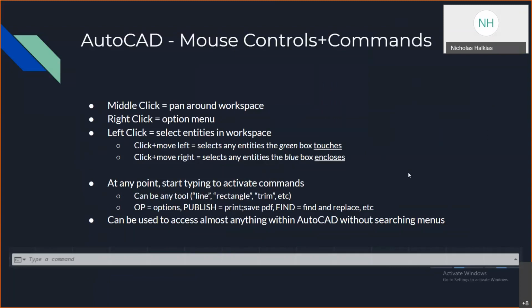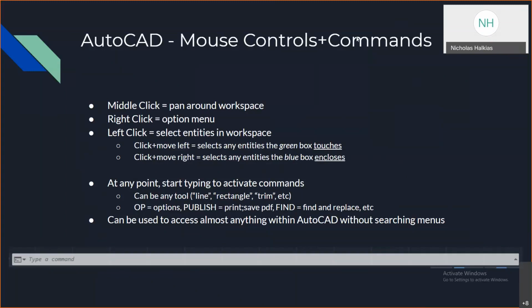Now left clicking can seem a little weird at first. If you were to click and then move your mouse anywhere to the left of where you clicked, a green box will appear, and any entities, any lines, shapes, anything that the green box touches is selected. But if you left click and move your mouse anywhere to the right, it creates a blue box. With the blue box, it selects any entities that it fully encloses. So the green box selects things it touches, the blue box selects things it encloses. That's an important distinction that's not obvious at first.